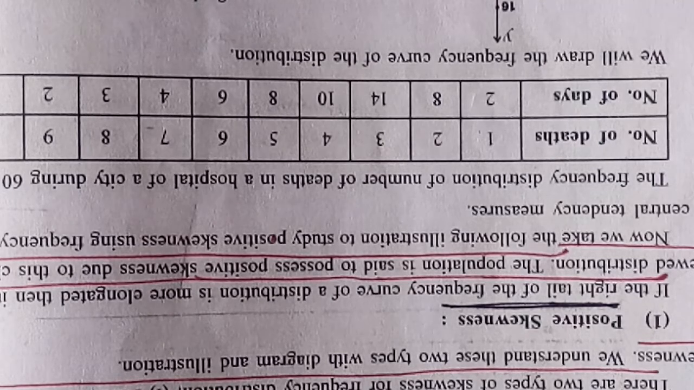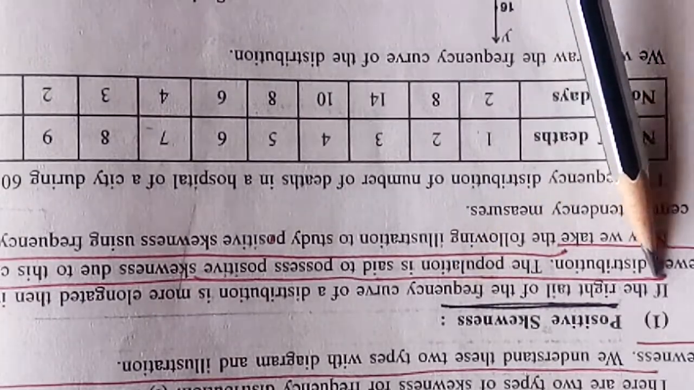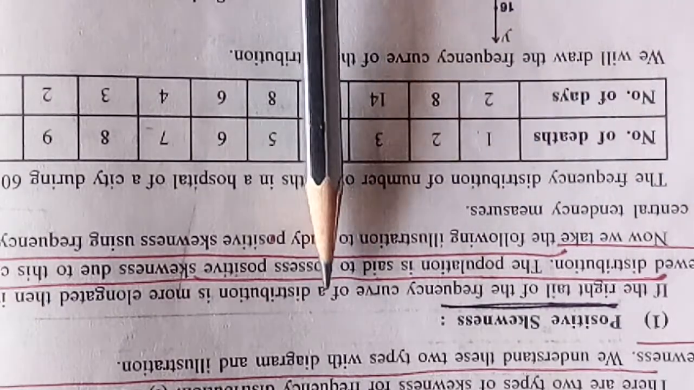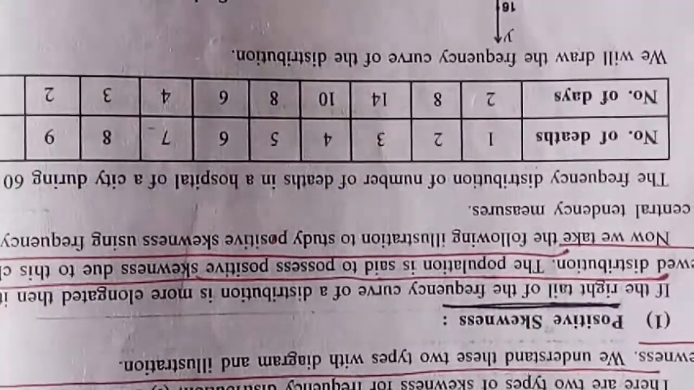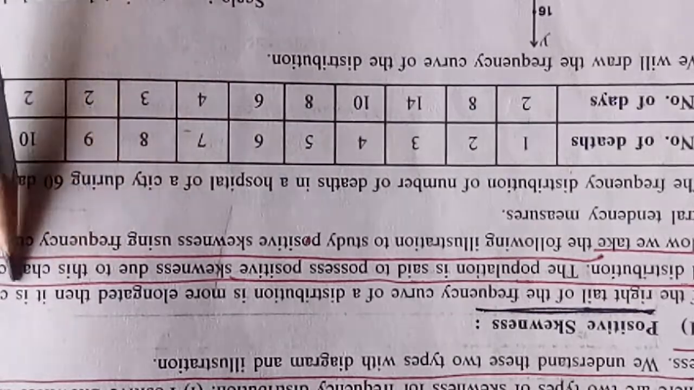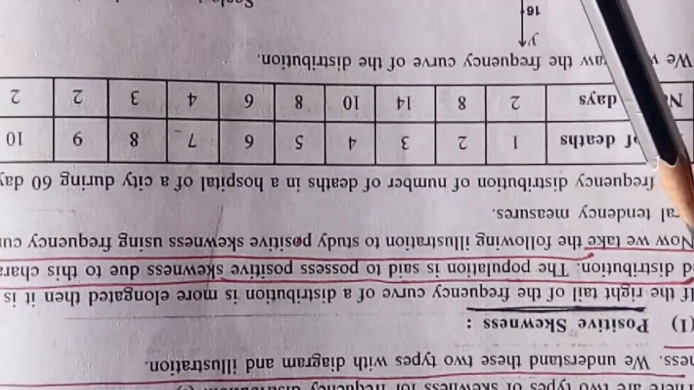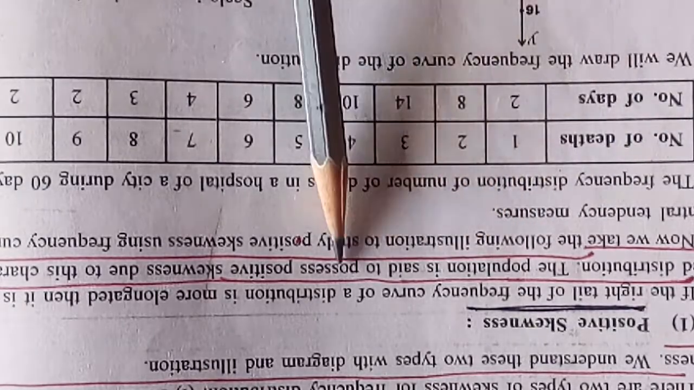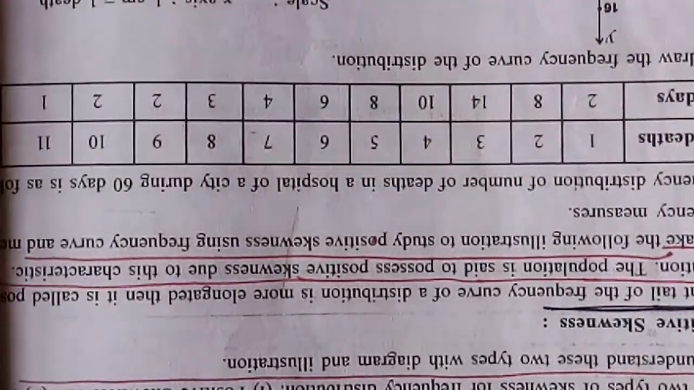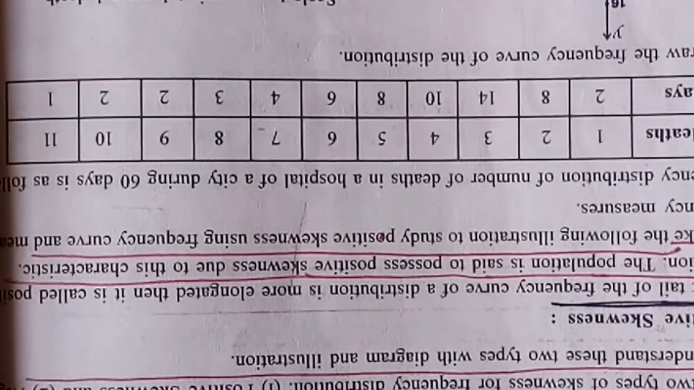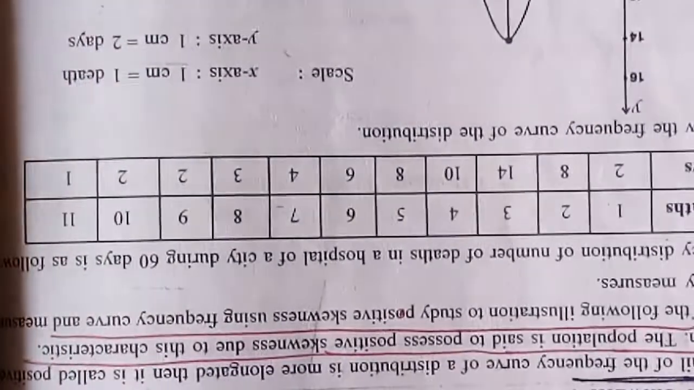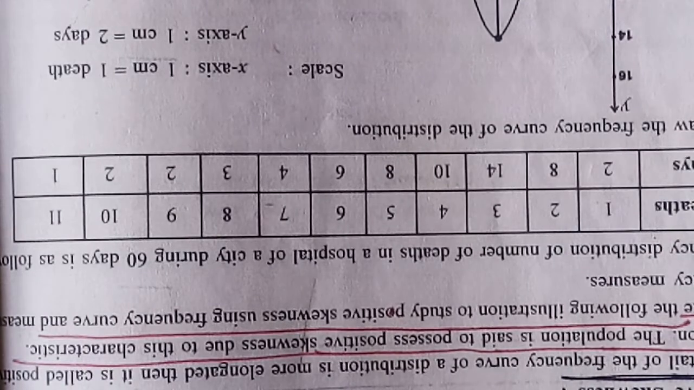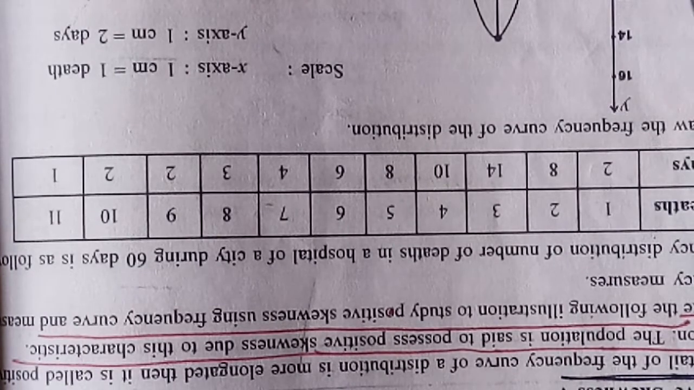So here let us take one example. It is on page number 174. Positive skewness: if the right tail of the frequency curve of a distribution is more elongated, then it is called a positive skewed distribution. And the population is said to possess positive skewness due to this characteristic. Now here let us see one example. This example you will write in your notebook.